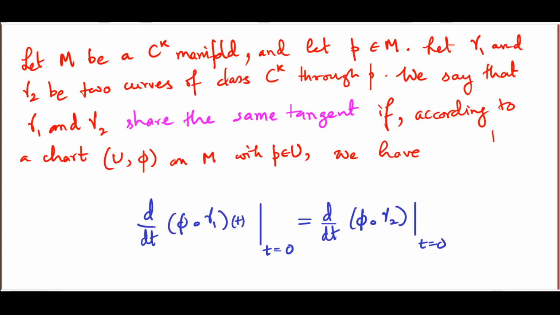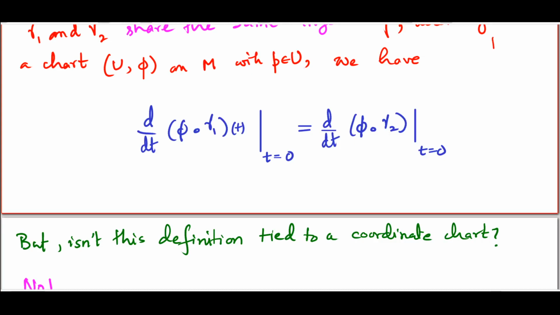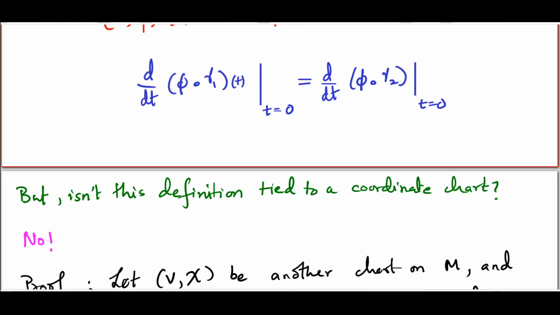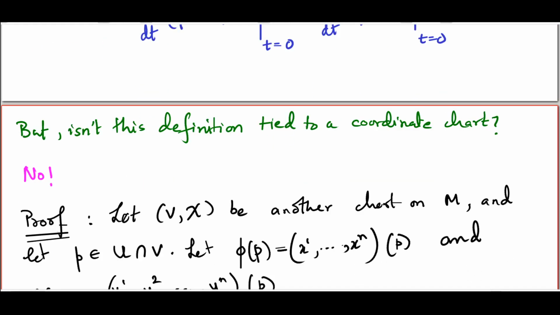So this equality is basically an equality between the derivatives of n functions, one for each component of phi composite gamma. Now, the moment you see a definition like this, it should raise a red flag. This definition is tied entirely to the choice of a particular chart (U, phi) on M. And if something really has to have a meaning in differential geometry, it should really make sense beyond just specific charts. That's one of the first lessons that differential geometry teaches us. However, this particular definition, despite appearances, is not really tied to a coordinate chart. And to see this, what we should do is take a look at some other chart, (V, chi), such that P, our point in question, is actually in the intersection of U and V.